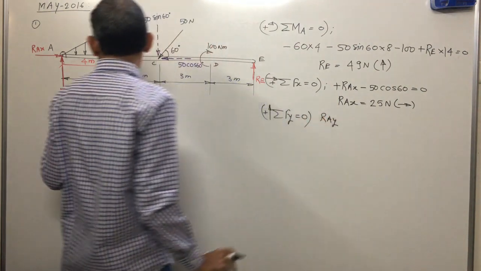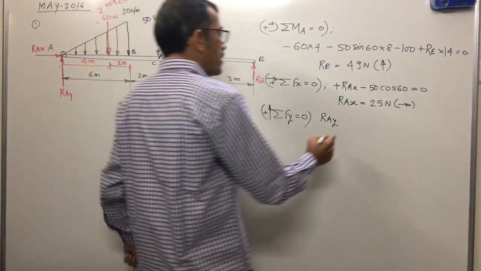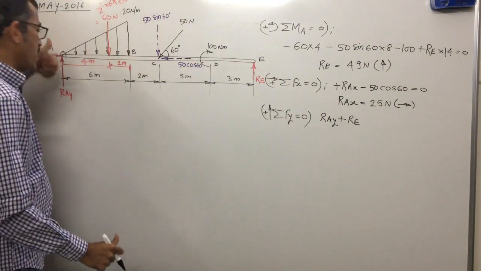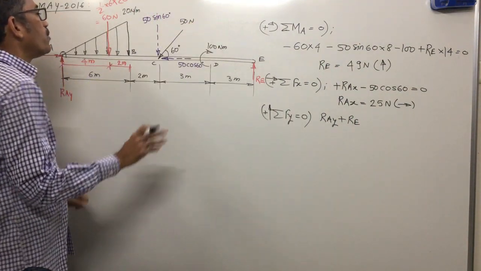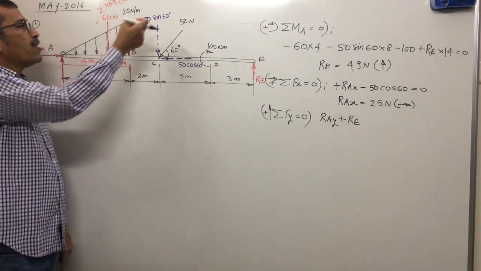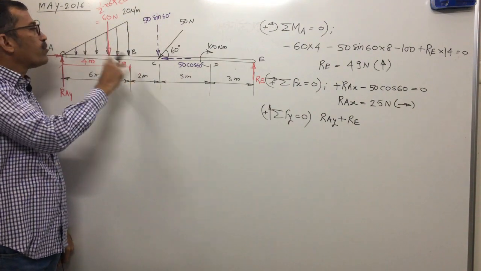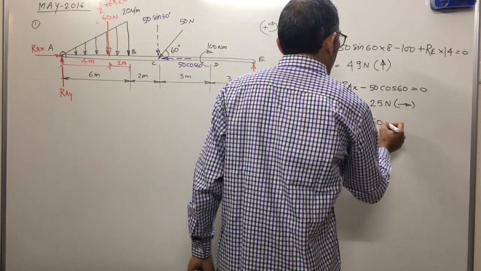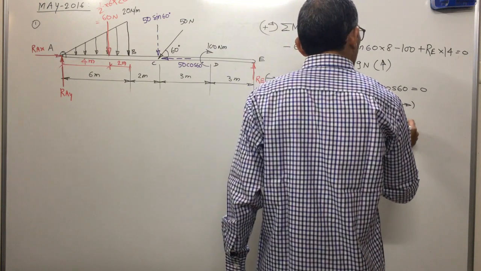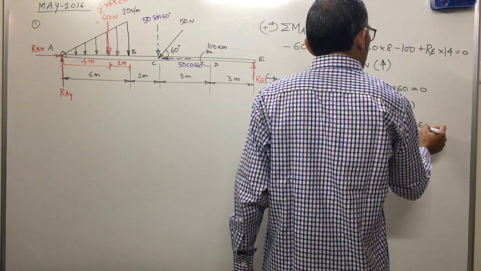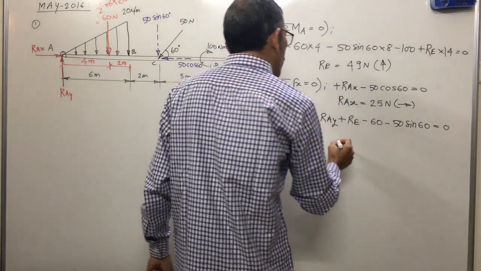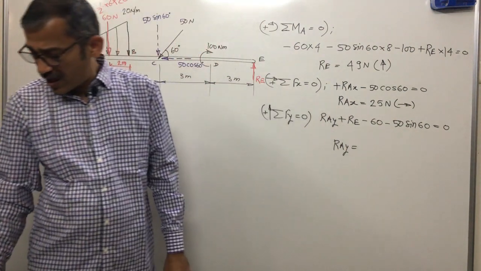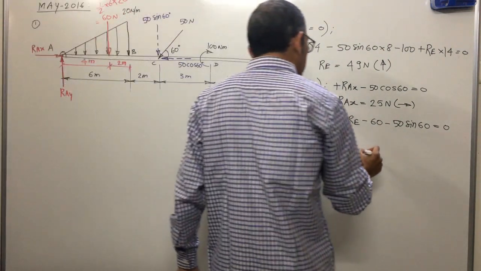Next, summation of Fy equal to 0, assuming vertically upward force is positive. Ray upward positive, and Re upward means positive, plus Re. Upward forces are taken first. Ray upward, Re upward, both positive. Now in the downward direction, we have 60 and the component of 50, 50 sin 60 downward. Only two forces downward, so minus 60 minus 50 sin 60 equal to 0. We'll substitute the value of Re and get Ray. Ray comes out to be 54.3 Newton.